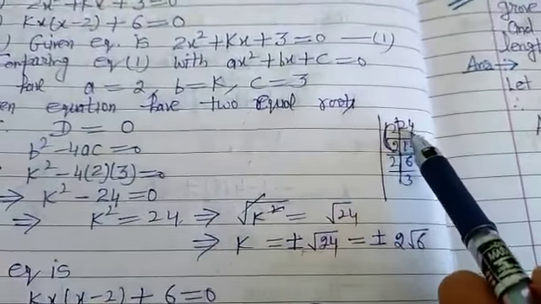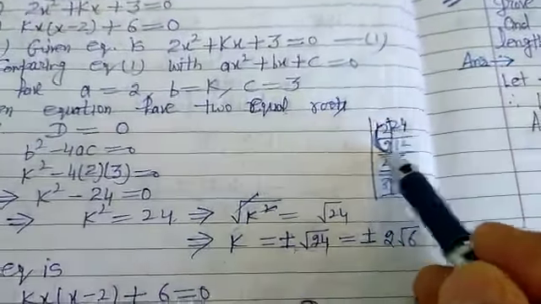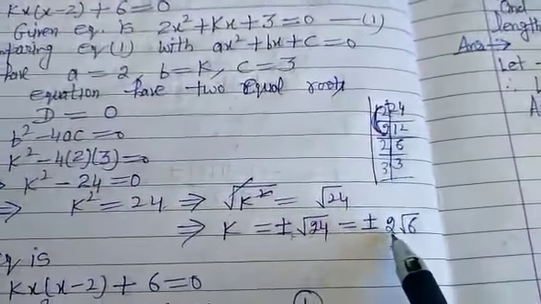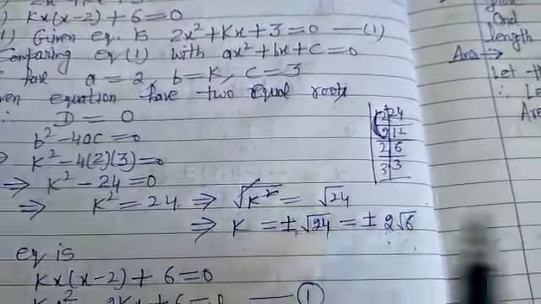Now the prime factorization of 24 is 2 into 2 into 2 into 3. So pair of 2 is completed. So I can write here 2 under root 6. So plus minus 2 under root 6 is the value of k here.